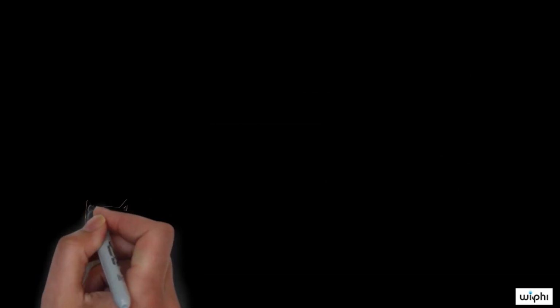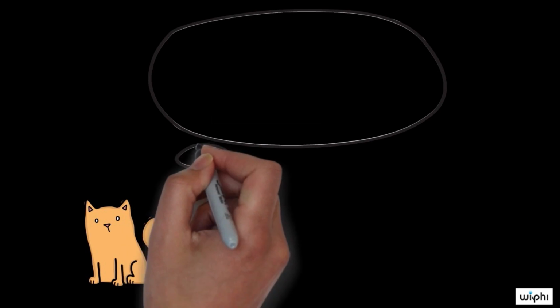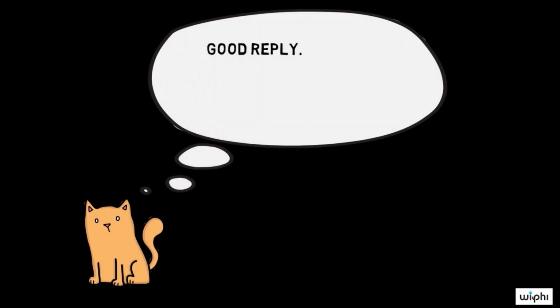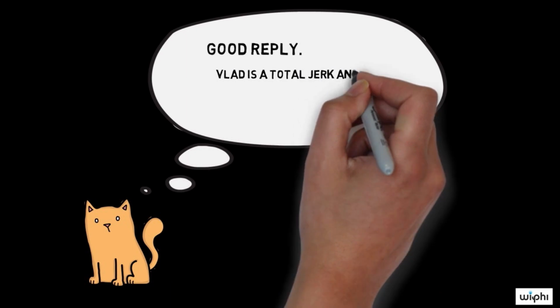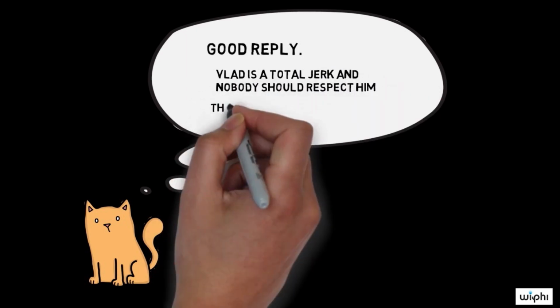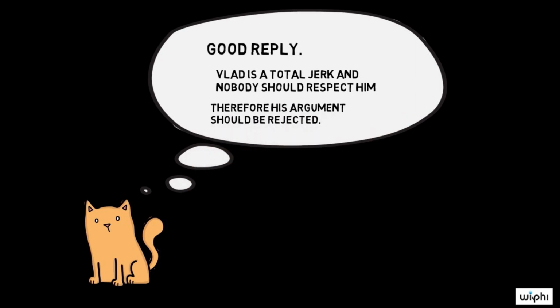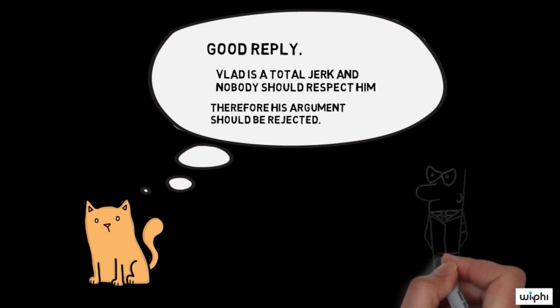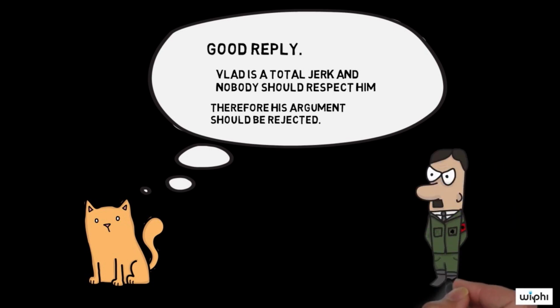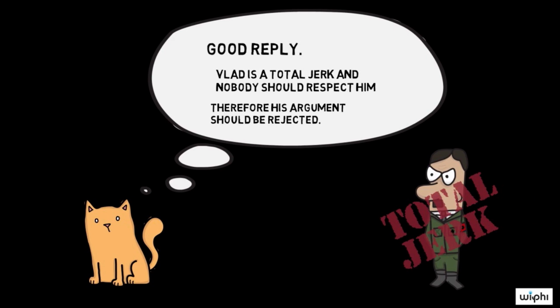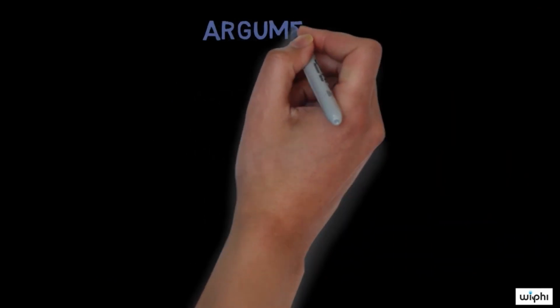So let's think about my reply to Vlad's argument. Maybe you think that my reply is a completely good response to Vlad. Suppose it's true that Vlad is a total jerk, and that I think no one should respect him or listen to what he says. I think Vlad has bad character in some way, therefore his argument should be rejected. So my response is good, right? If this example doesn't convince you, suppose that Vlad is really Hitler. Hitler is a total jerk, so his conclusion is false, or his argument is invalid. Does that sound good? But let's represent my argument more generally to see why this reasoning is actually flawed.